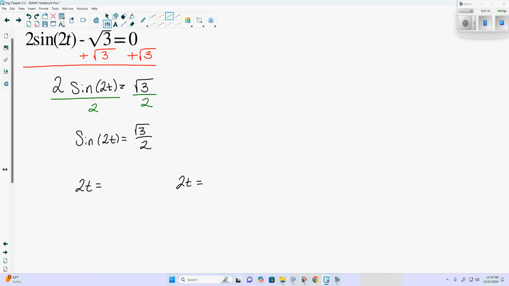Unit circle. We're trying to find where sine is square root 3 over 2. And that's going to be in the first, pi over 3, and I don't think it's going to be pi over 6. We're looking at x or y? We're looking at y. And it'd be 2 pi over 3? Yeah.